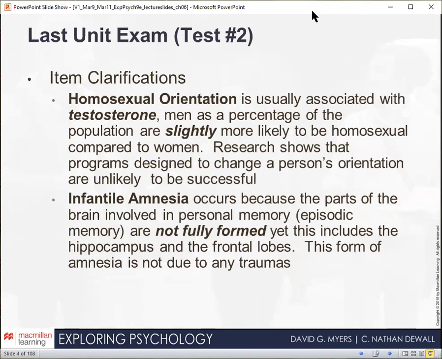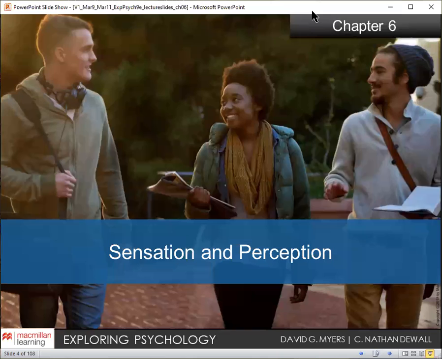All right, so I just want to make sure that we went over those particular items that were somewhat of a problem when it comes to our accuracy level on this last test. But overall, a good job, slight dip in performance, but overall a really good job. So thanks for that. So today we begin our unit 3, which will focus on sensation and perception, learning, and memory.